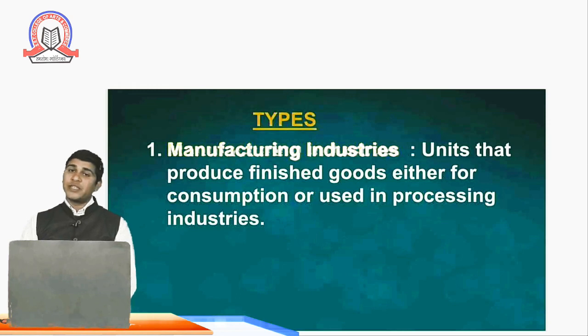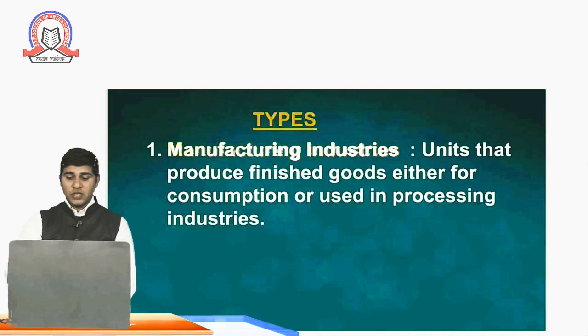One of the best examples of a small scale industry is the cottage industry. Manufacturing industries are units that produce finished goods, either for consumption or for use in the processing of other industries. ये जो industries होती है हमारी small scale industries which produce the manufacturing product which use for the processing of the industries. So यहाँ से जो product बनता है which may be used for the industry purpose for the finished product.